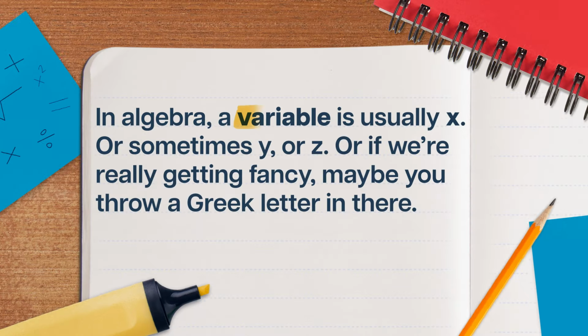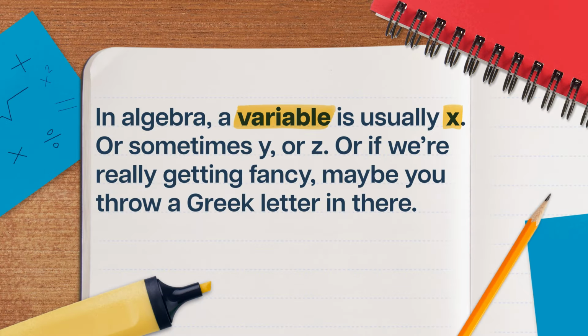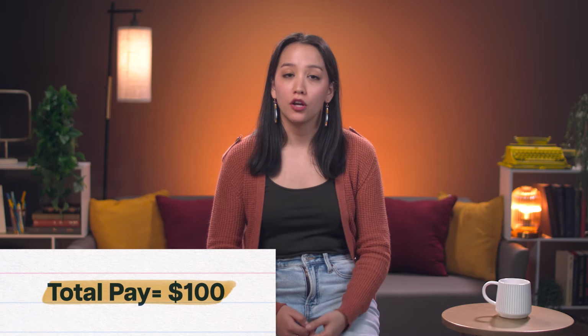But in algebra, a variable is usually x, or sometimes y or z. Or if we're getting really fancy, maybe you'll throw a Greek letter in there. Basically, it varies. But whatever letter or symbol we use, variables stand in for unknown quantities, or values that we know are there, we just don't know what they are yet. Like, say I make a flat rate of $100 a day hosting community circles at Algebraics Anonymous. If you asked me how much I made today, listening to mathematicians wax poetic over harmonic sequences and nilpotent matrices, I would say that my total pay is equal to $100.